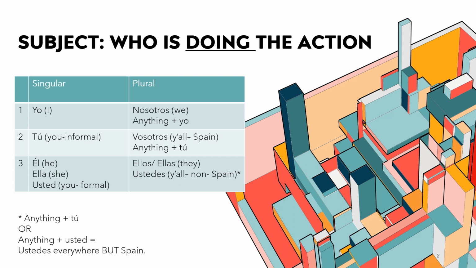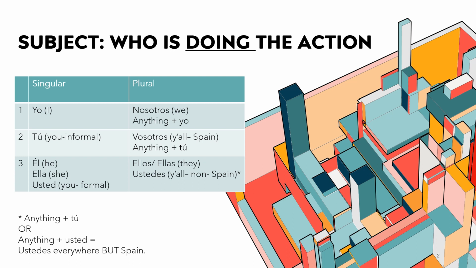All right, so let's take a quick look through these. So at the first person singular, we have yo, that is I. Second person singular, tú, the informal you. Third person singular, él, ella, he or she, and usted, the formal you. And like I said, anything that's singular and outside of yo or tú is going to be in this third person. Moving to the plural side, in first person plural, I have nosotros, which is we, or anything plus yo.